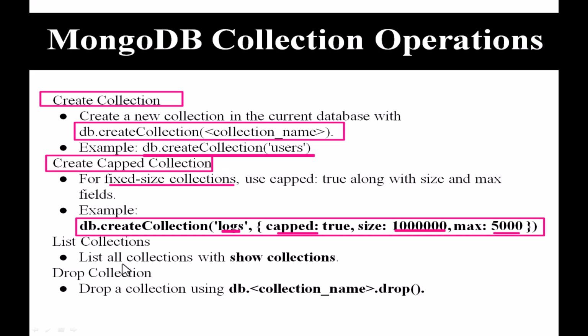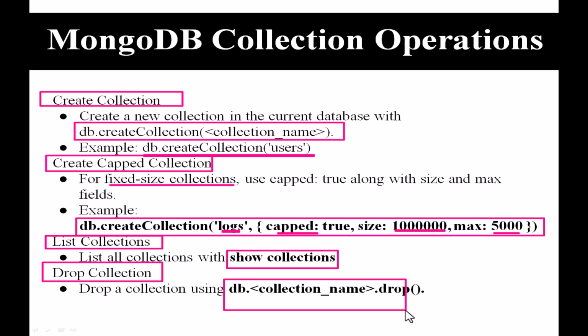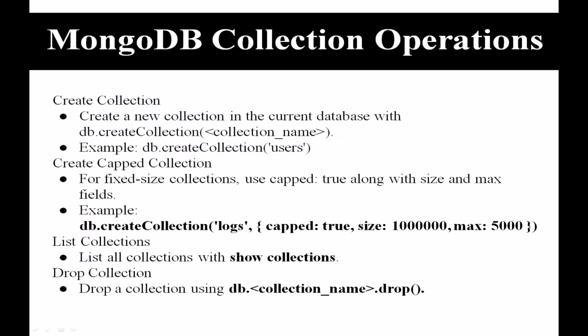Next, list collections. You can list all the collections by using show collections. If you use this command, it will show the collections. Next, dropping a collection. If you have a collection that is no longer required, you can use this query: db.collectionName, whatever collection name you have created. For example, employee. So db.employee.drop. You are going to drop the collection of this particular employee.